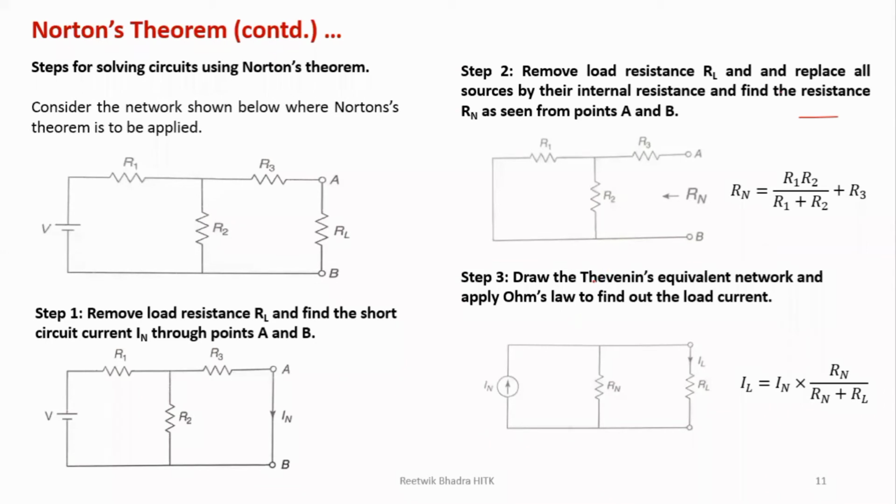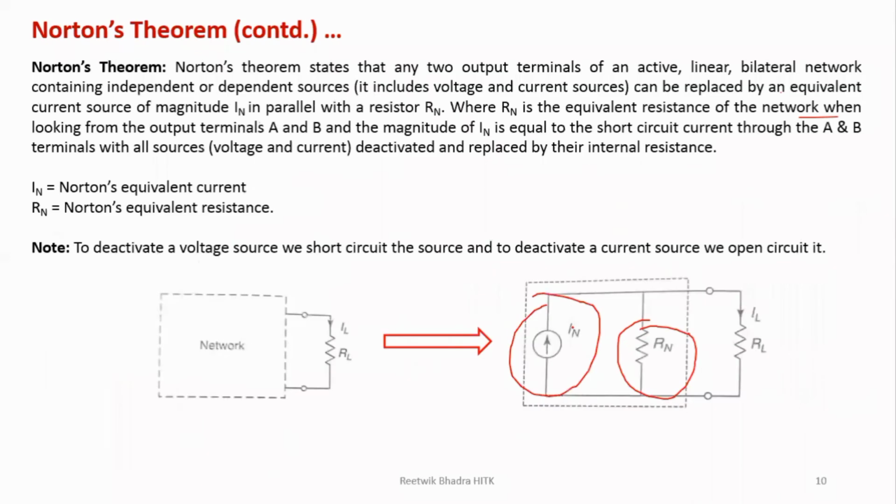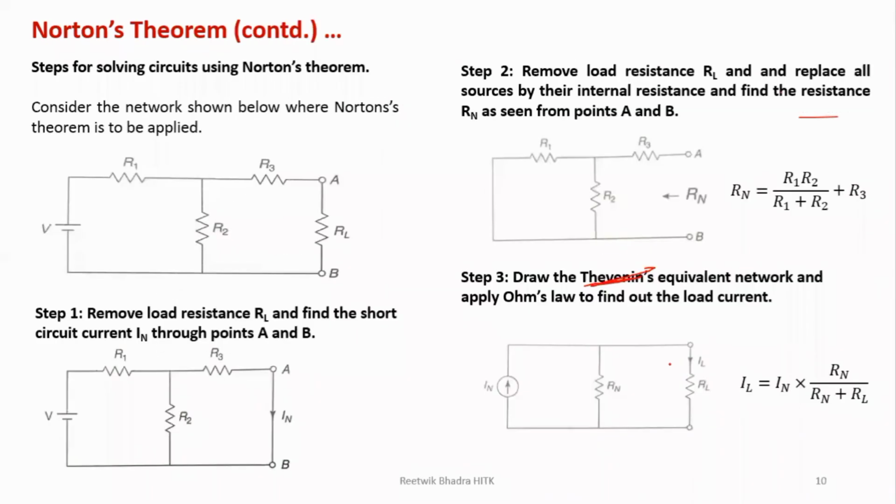Last, the circuit, it should be Norton's. Draw the Norton's equivalent circuit. What was our Norton's equivalent circuit? Current source parallel with RN, parallel with RL. So we have to find IL. So what will be IL? You will apply current divider rule. You can apply current divider rule when two resistors are in parallel, which states that total current, what is my total current being supplied?